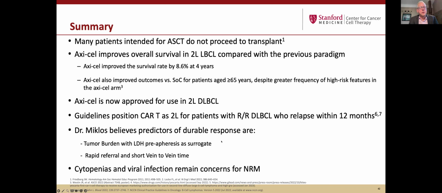And then Dr. Miklos believes the predictors of long-term CAR T durable response are lower tumor burden, with LDH providing the best surrogate measurement, and rapid referral with short vein to vein, that is rapid manufacturing and getting the patient to treatment quickly. In addition to CRS and ICANS, or neurological toxicities, concerns for long-term infection and viral infection remain important.